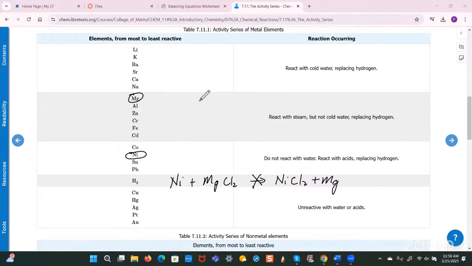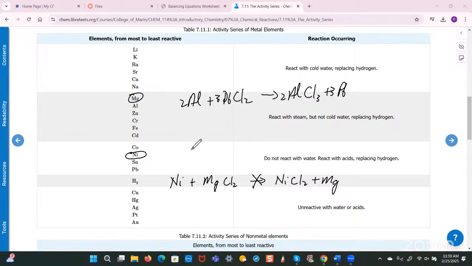On the other hand, let's say I gave you aluminum plus PbCl2 to form aluminum chloride plus Pb. To balance this, we need a 3 here, we need a 2 here, we need a 2 here, and we need a 3 here. So let's say I gave you that. And again, the question is, will this reaction take place?